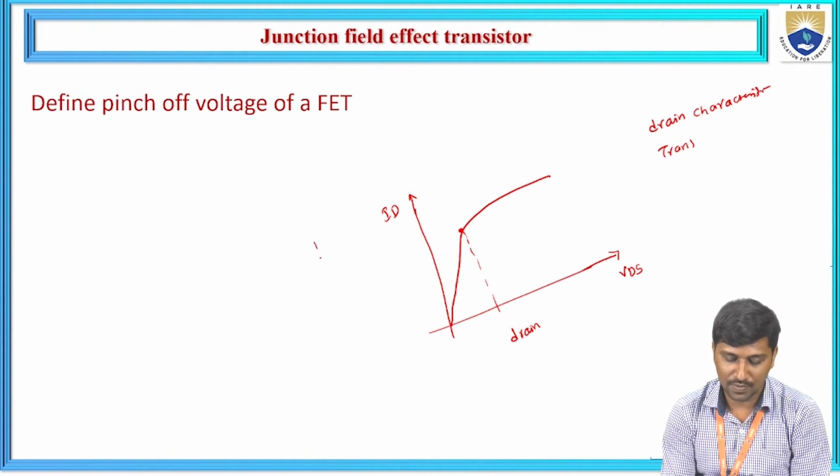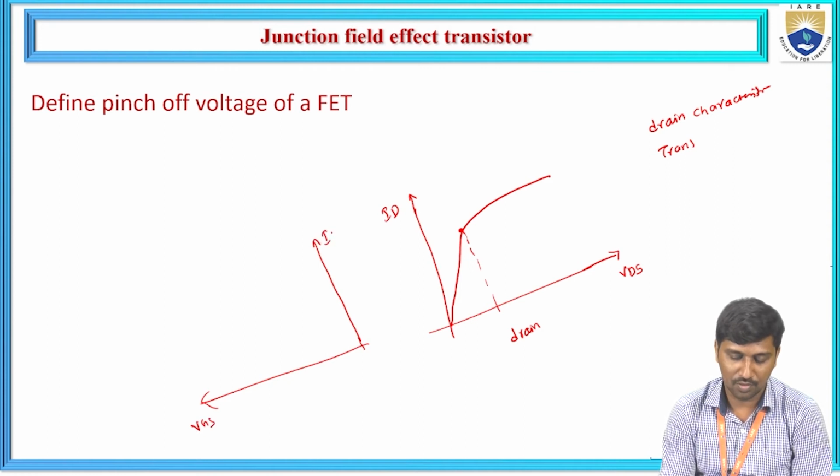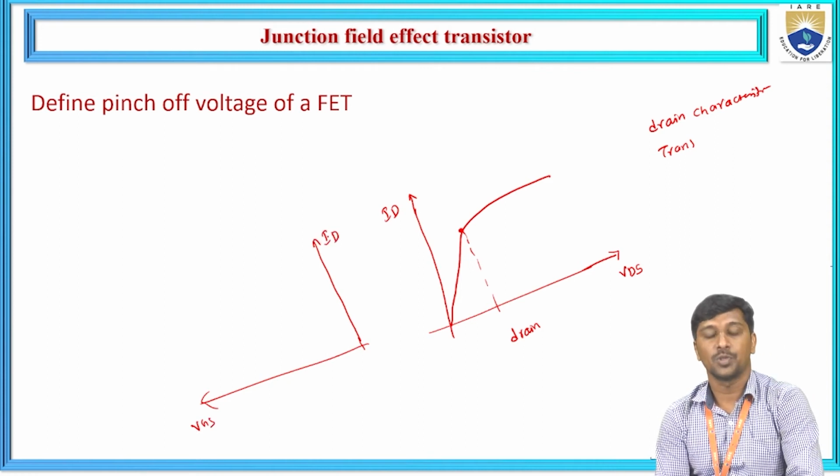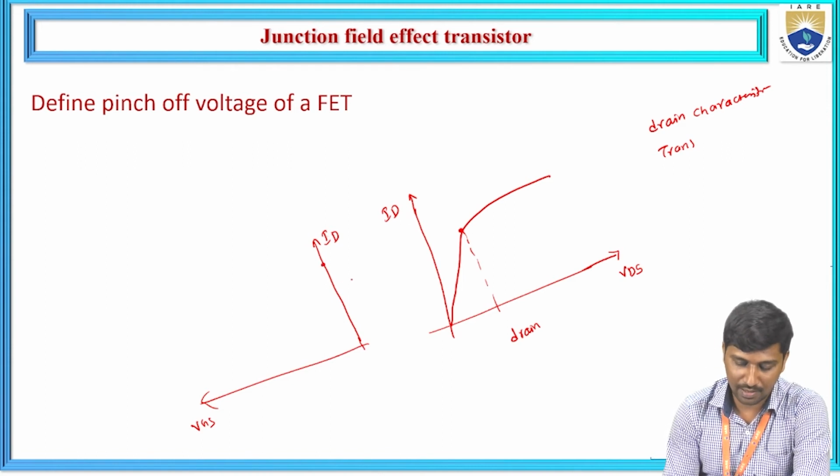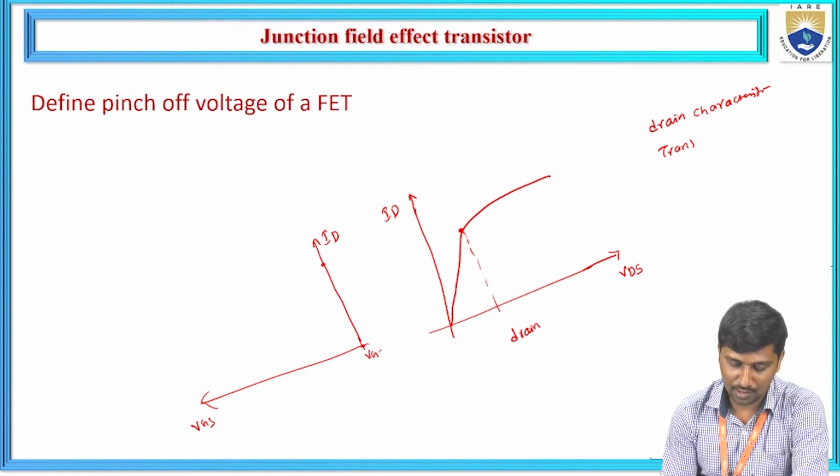And if you observe the transfer characteristics, we apply the reverse voltage. This is the VGS, meaning the characteristics are drawn between gate to source voltage and drain current. We know that when the gate is open, it offers maximum current.